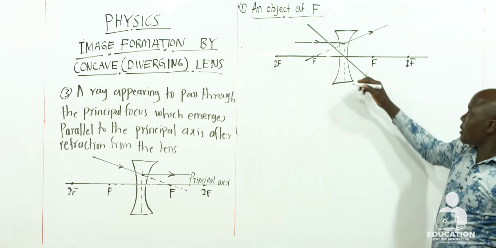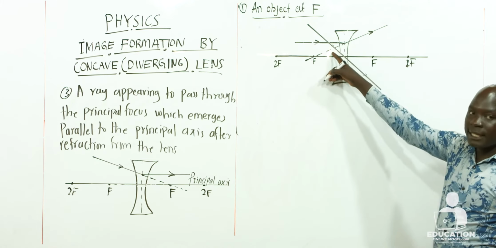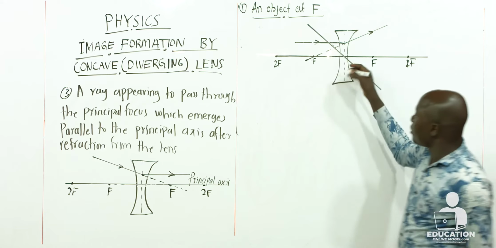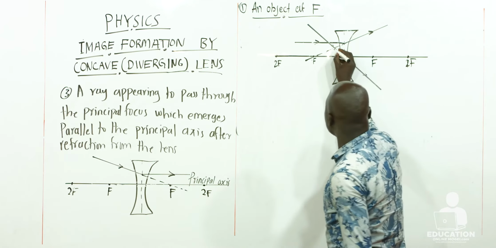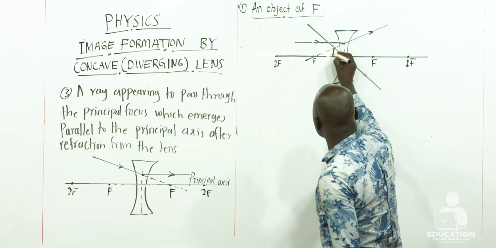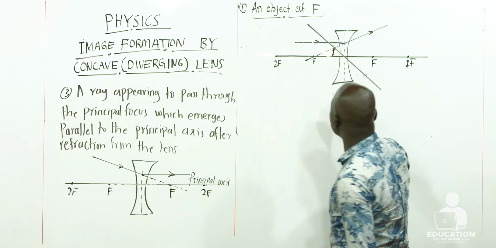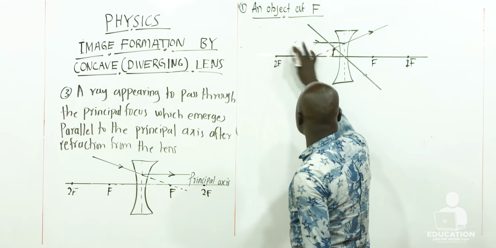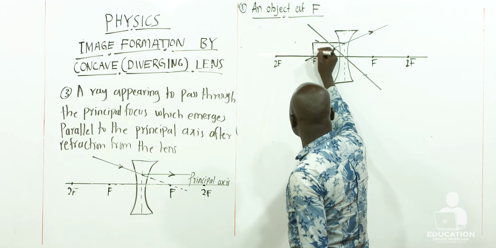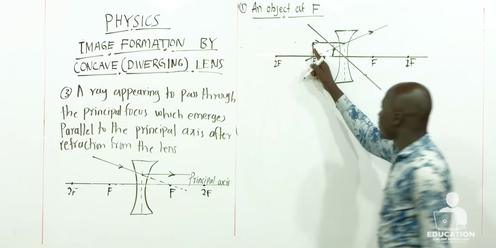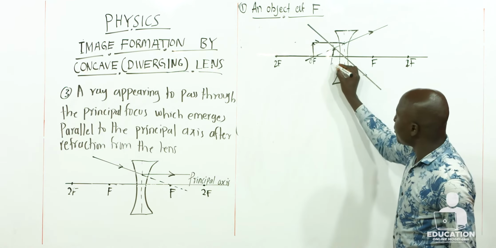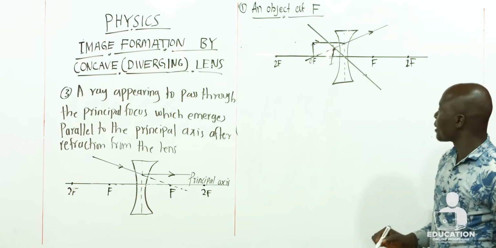So now, dear learners, where these rays are intersecting is where the image of the object is formed. This is a point where the rays are intersecting. This object is placed at the principal focus. So the object, we call it O, then the image, we call it I.